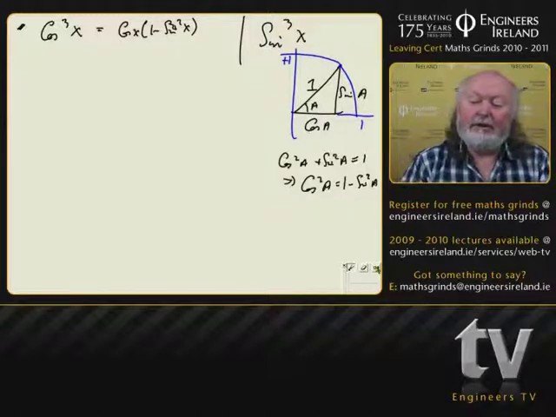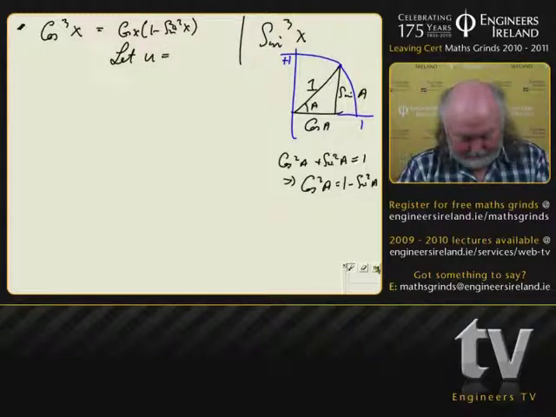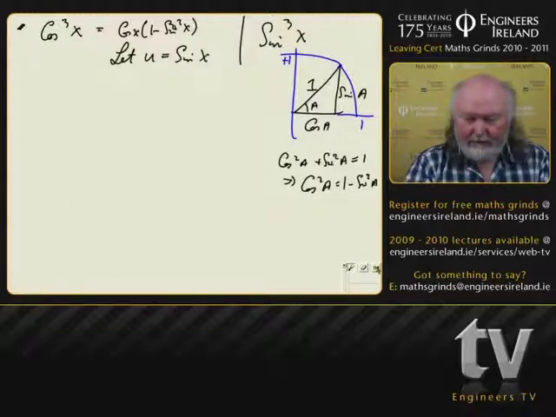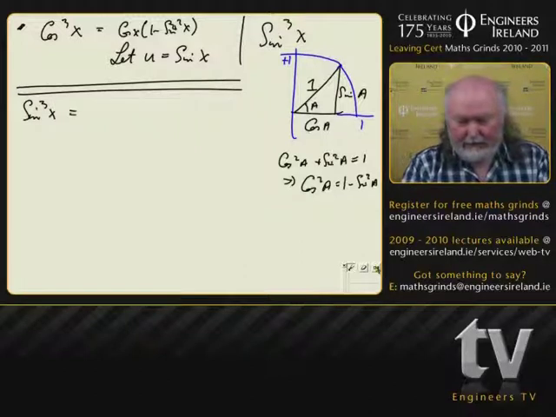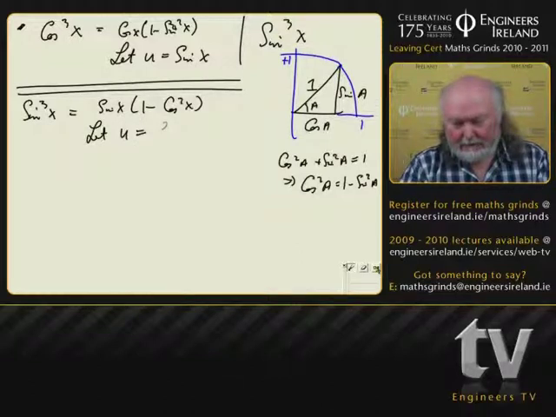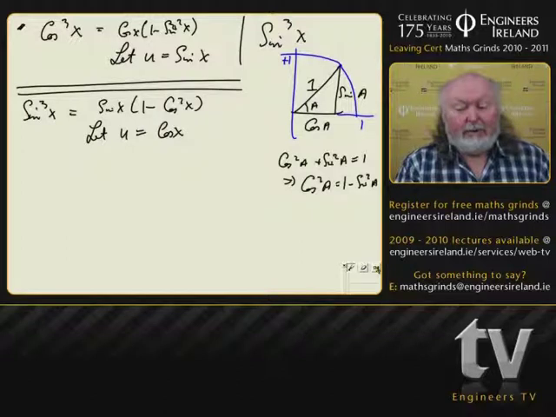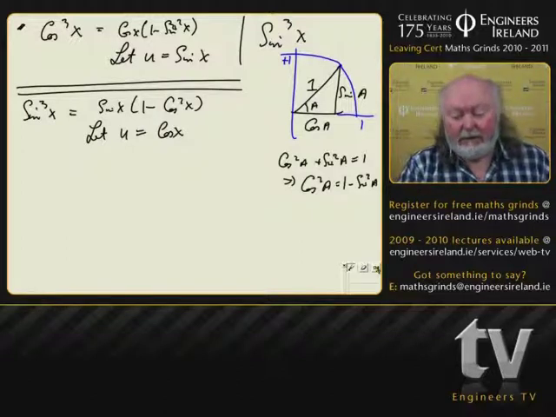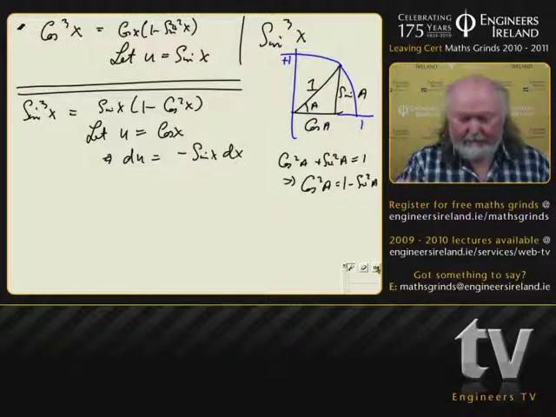And in this case, we will let u equal sine x. Sine cubed x equals sine x by 1 minus cos squared x, and we can pick up either of those and solve it, but we'll just look at this one. That implies du is equal to cos x dx.